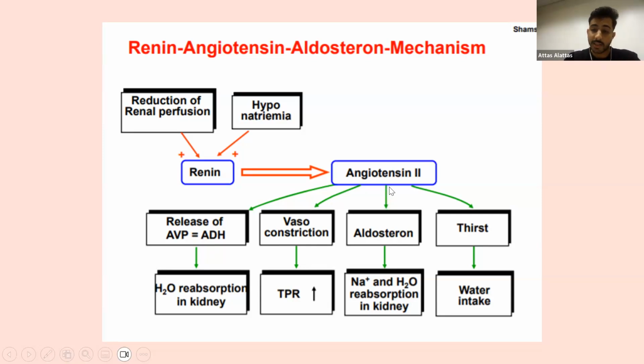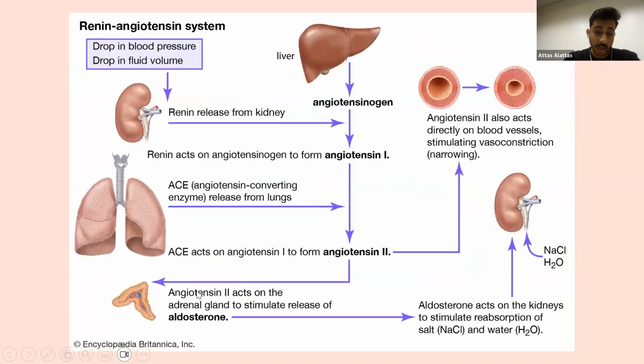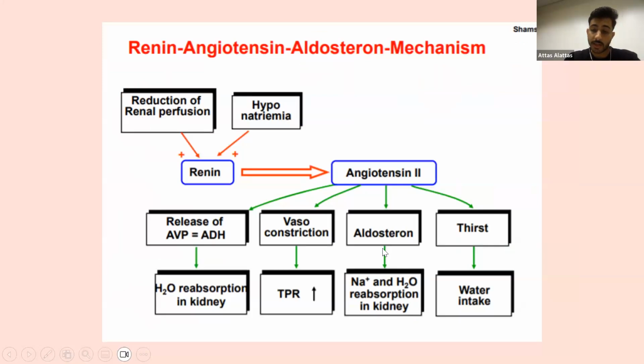Angiotensin 2, as we said, will go to the adrenal gland and cause release of aldosterone. Aldosterone goes to the kidneys and causes water and sodium reabsorption. And finally, angiotensin 2 acts on the hypothalamus and causes thirst. It makes you drink more water, and because you drink more water, you're increasing the body fluid, and this is another way of increasing the blood pressure.